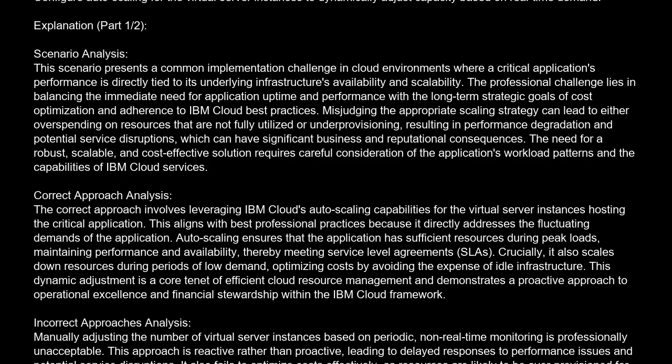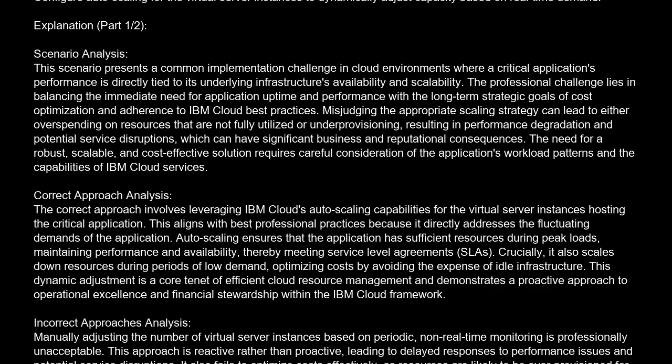Correct answer is D. Configure auto-scaling for the virtual server instances to dynamically adjust capacity based on real-time demand. Explanation. Scenario analysis. This scenario presents a common implementation challenge in cloud environments where a critical application's performance is directly tied to its underlying infrastructure's availability and scalability.